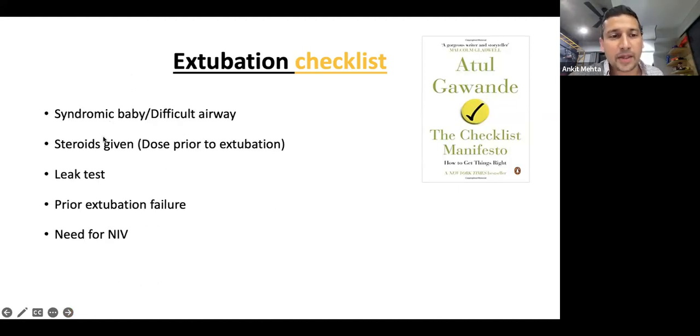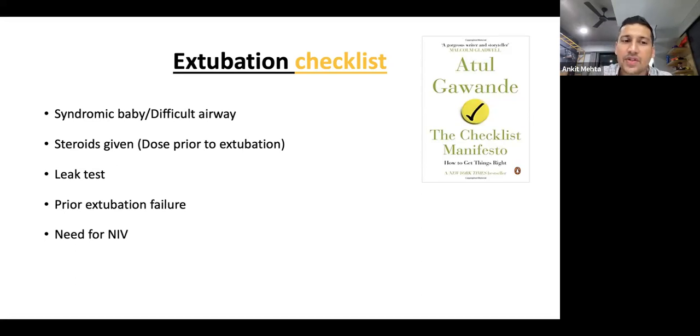So whether it is a syndromic baby, whether steroids have been given or not, what is my leak test? Now leak test, I was just discussing before this class with Parag sir. So leak test, we do use it. All of us probably are using it in patients who have an endotracheal tube which is cuffed, and you see the pressures and see whether there is any 20% leak after deflating the cuff. But again, leak test alone may not be helpful.